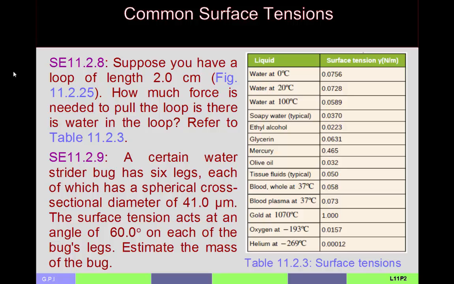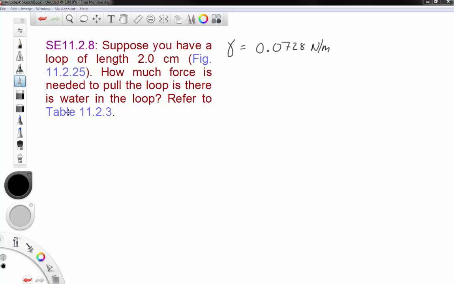So here I've included a list of common fluids, common liquids really, and what their surface tensions are. So let's look at a couple examples. Suppose you have a loop of some length. We want to know how much force do you need to pull the loop if there's water in the loop. So looking at this table, it depends upon the temperature of the water. Let's assume we're at room temperature. So the surface tension is 0.0728 newtons per meter.